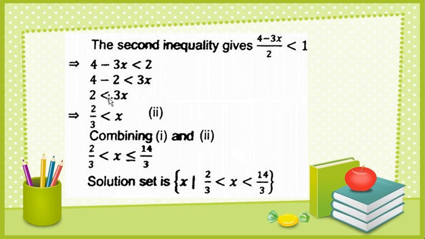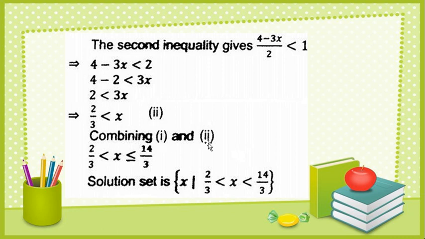4 minus 2 is equal to 2 is less than 3x, and this 3 which is multiplying with x, take it to the other side, it will divide. So 2 upon 3 is less than x. This is our second inequality.